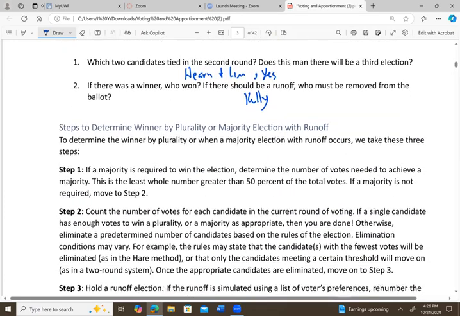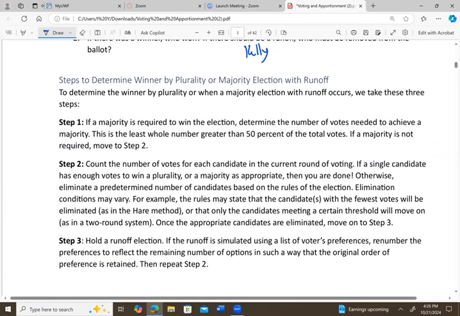So how do we do this? How do we determine a winner by plurality and majority election with runoff? To determine a winner by plurality or majority election with runoff, we take these three steps. First, if a majority is required to win the election, determine the number of votes needed to achieve a majority. This is the least whole number greater than 50% of the total votes. If a majority is not required, move to step 2.